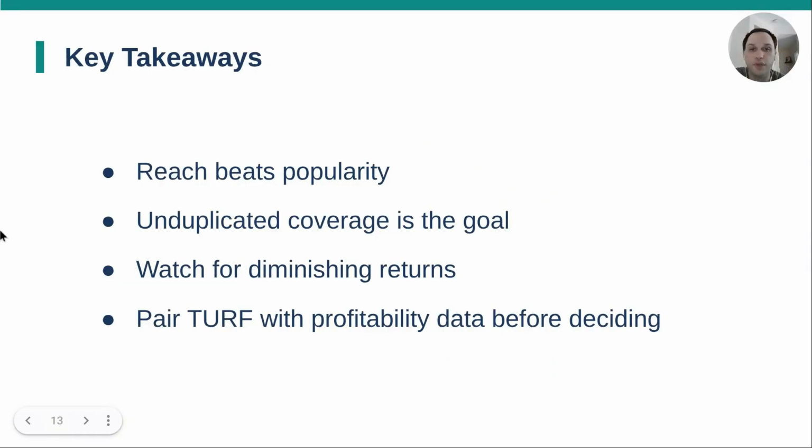If you remember 4 things, remember these. Reach beats popularity. The best set isn't the most popular items. Unduplicated coverage is the goal, spread across distinct audiences. Watch for diminishing returns. More isn't always better. And pair Turf with profitability data before you commit. Do that, and you'll make portfolio decisions that actually reach the most customers.